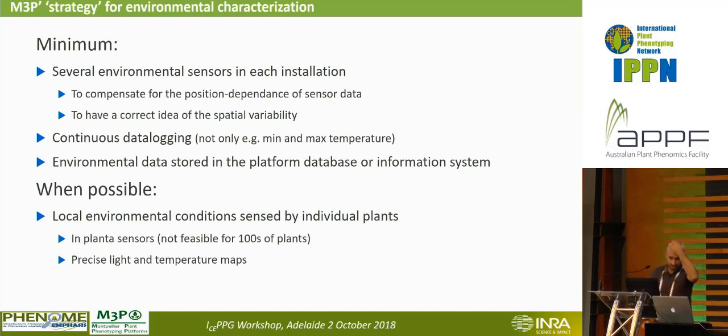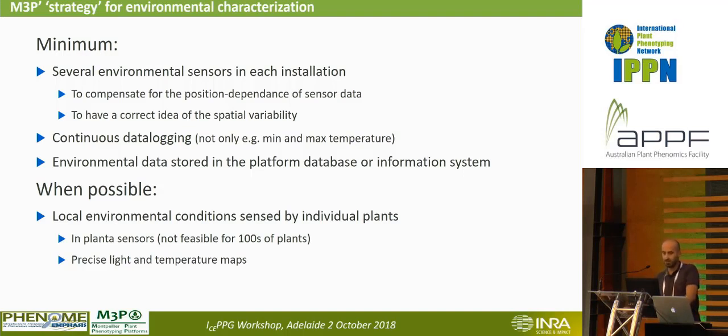So the strategy that we have followed, or at least the things we do in our platforms, is as a minimum having several sensors in each installation, and this is useful for compensating for the position of the sensor and having an idea of the spatial variability. Data has to be continuously logged, not only measuring minimum or maximum temperature, so we need measurements in a regular time lapse. And the environmental data has to be stored in a database or information system devoted to each platform. And when possible, having local environmental conditions as sensed by individual plants.